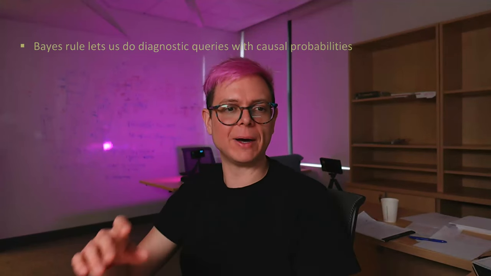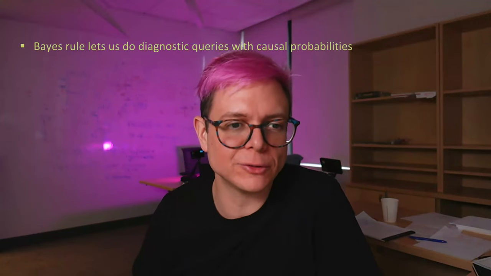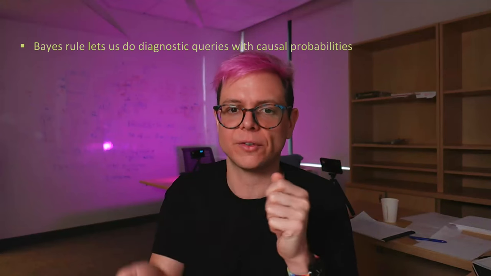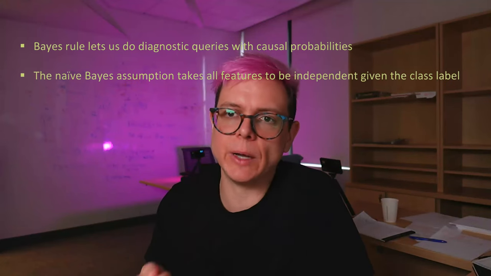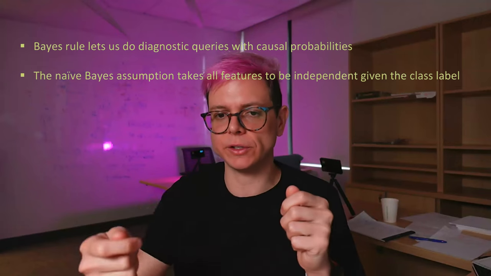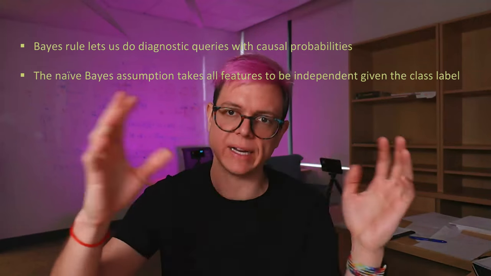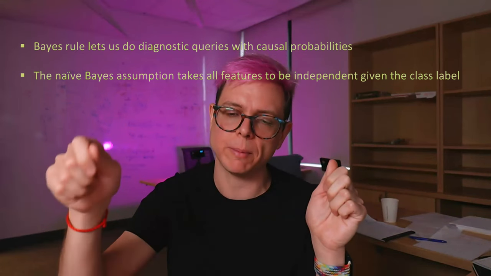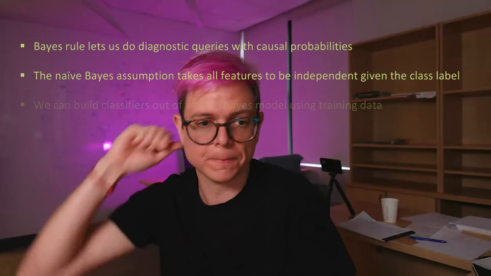Okay, so what have we learned today? Well, today in these last three lessons, we learned about Bayes' rule that allows us to switch the diagnostic queries from the causal queries. The naive Bayes assumption allows us to take all features as independent given the class label. This allows us to create that full joint probability by summing all these log probabilities. Otherwise, it would be really hard to estimate.